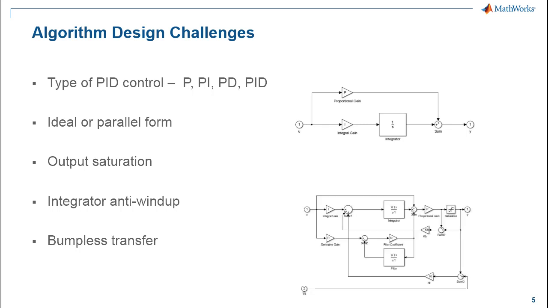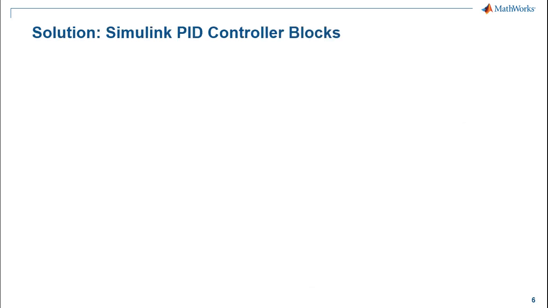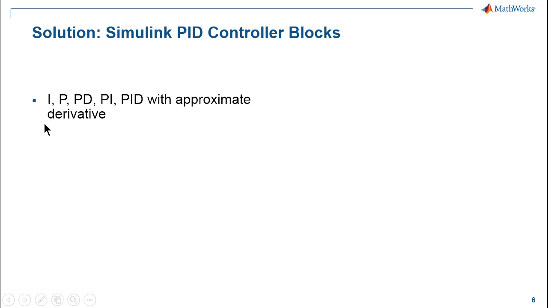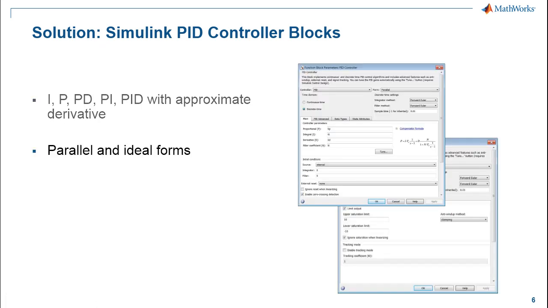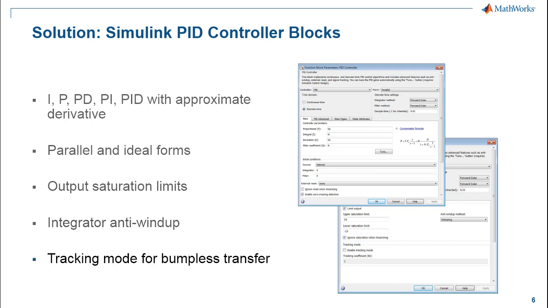You can implement all these capabilities manually, but then iterating and switching between different designs becomes pretty painful. So we have a solution that makes it easier, and that solution is the Simulink PID controller block. It lets you choose different types of PID controllers. It lets you specify parallel or ideal form. It lets you easily specify output saturation limits, integrator windup, and enable tracking mode. Let me show you how it works.